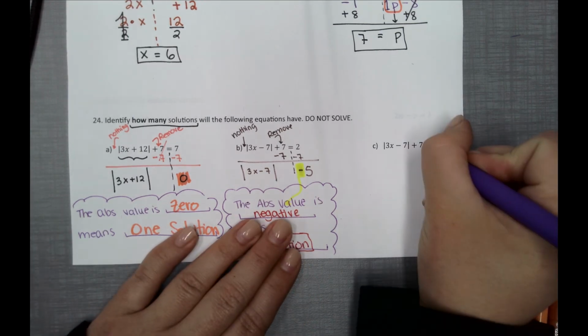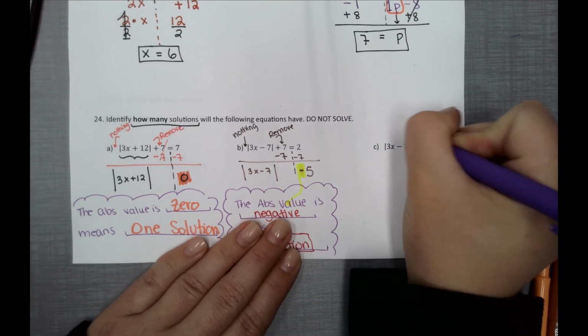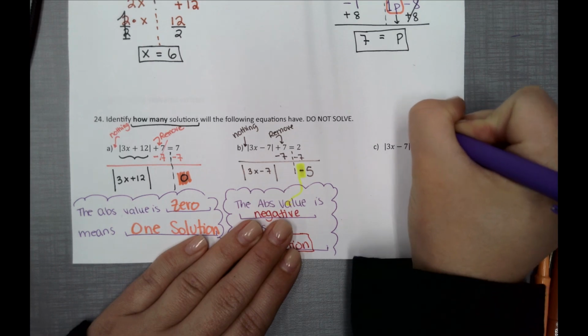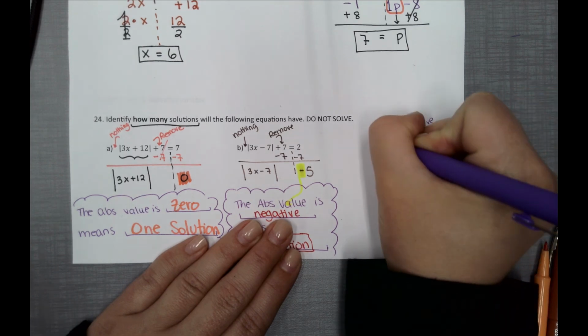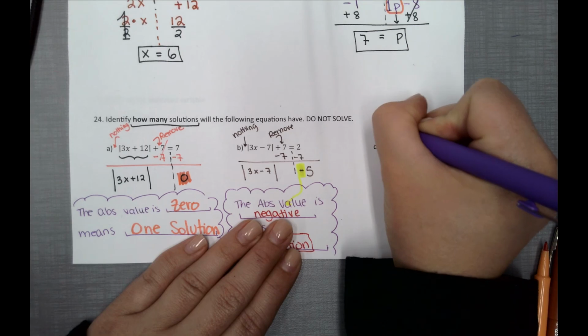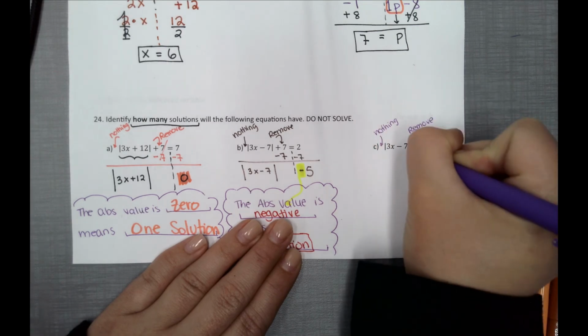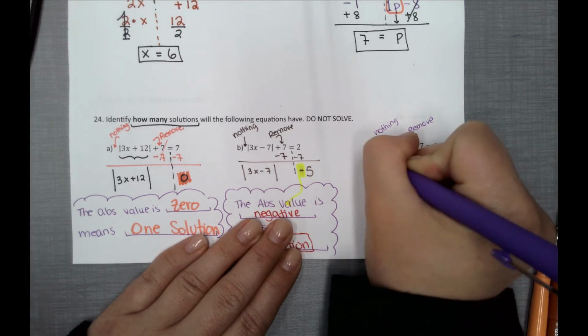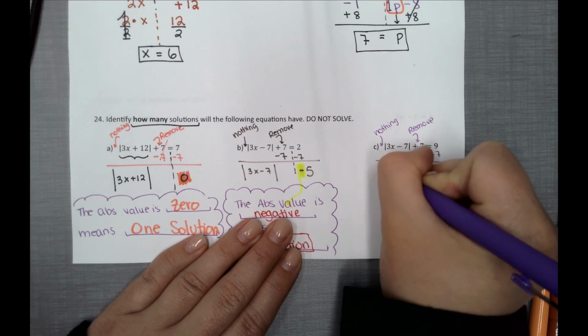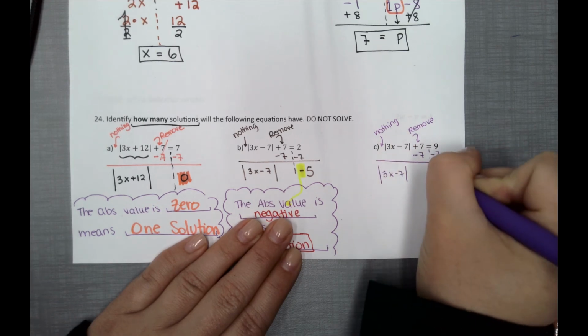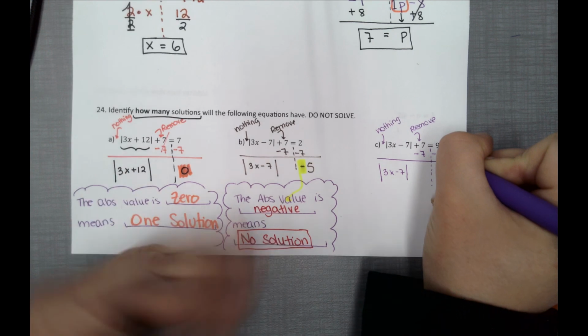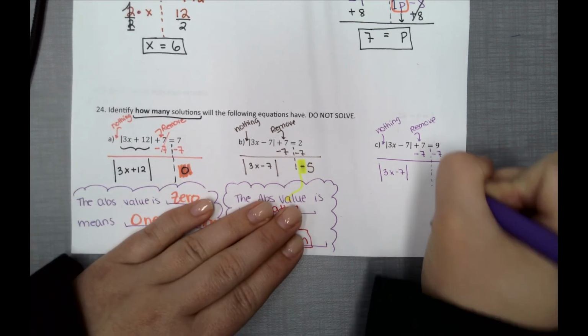Next. Last one on this page. Hang in there. Again, we take a look at the back. We need to remove. You can see a pattern with these questions. Do I have anything on the outside? Nothing on the outside. So that means I'm going to be subtracting 7. Bring down your absolute value, 3x minus 7, absolute value, dotted line, 9 minus 7, positive 2.